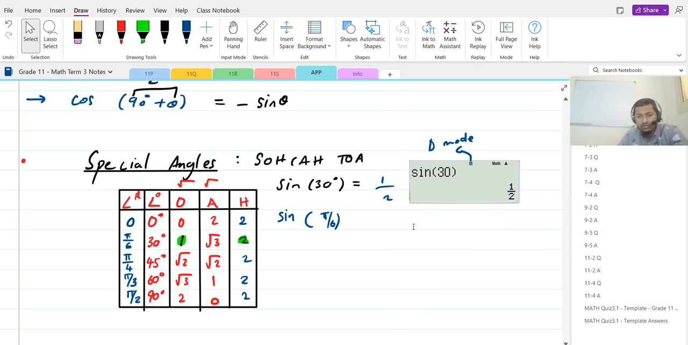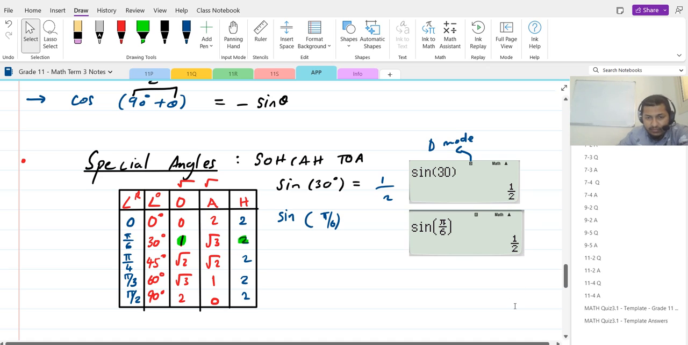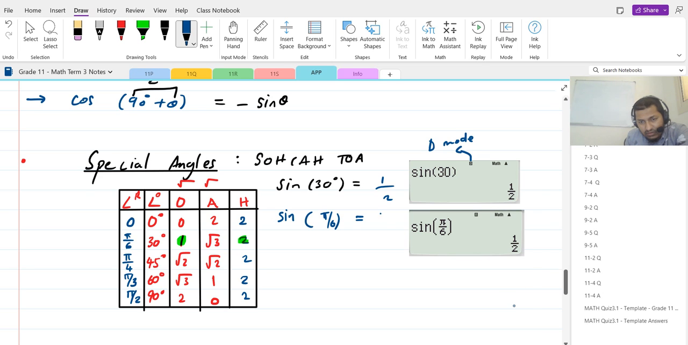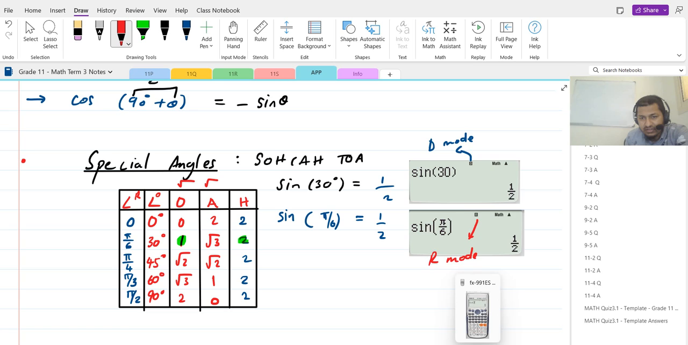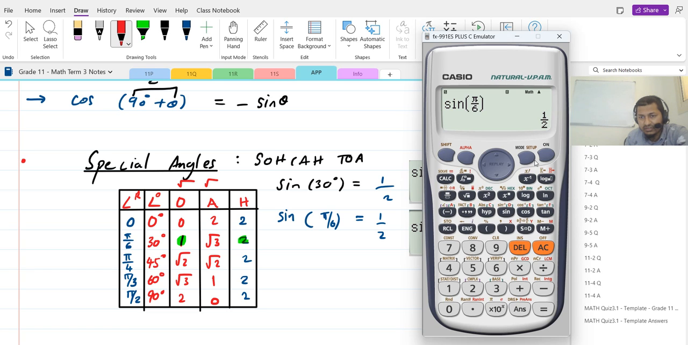So remember, when you're using pi and stuff, make sure it's in radians. So this is what? R mode. This is also half. Make sure this is in R mode. Now if you want to switch back from radians to degree mode, you just say shift mode and change it back to degree, which is 3.